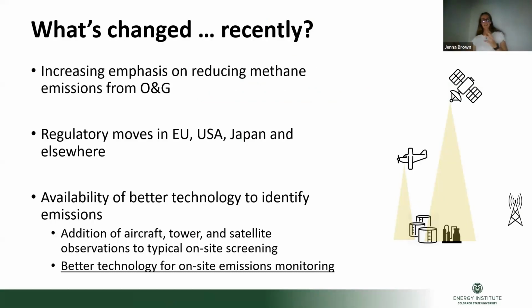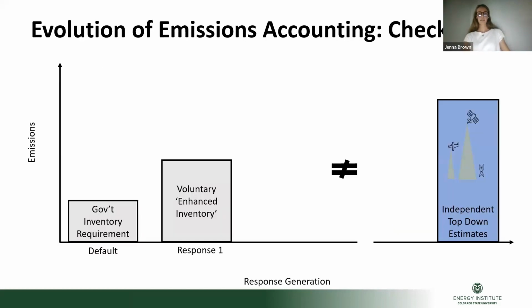What brings us here today, obviously, is methane emissions. There's been an increased emphasis on reducing those emissions from oil and gas, and a lot of regulatory news in the EU, U.S.A, and Japan. Typically, facilities had to report their methane emissions using the greenhouse gas reporting program. But more recently, we have new technologies that can come out and measure on-site emissions.